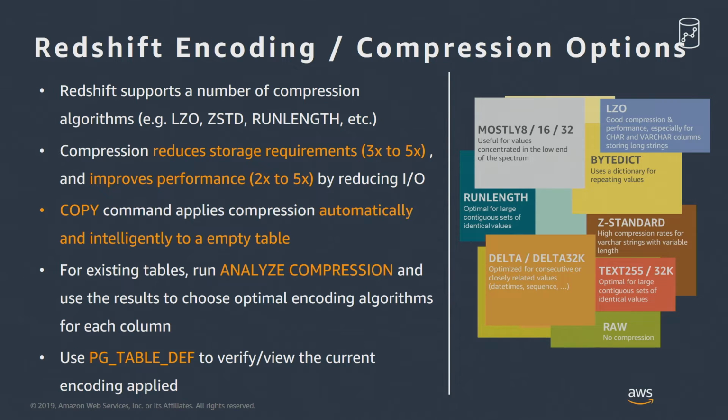When the table is empty and you run the first COPY command, Redshift decides the right encoding automatically and intelligently. But if you have data already loaded and you want to validate whether the right encoding is assigned, you can run ANALYZE COMPRESSION followed by the table name. It will give recommendations, and you can recreate the table with those to get the best encoding. There is a view called PG_TABLE_DEF, from which you can verify the encoding assigned to each column of your table.